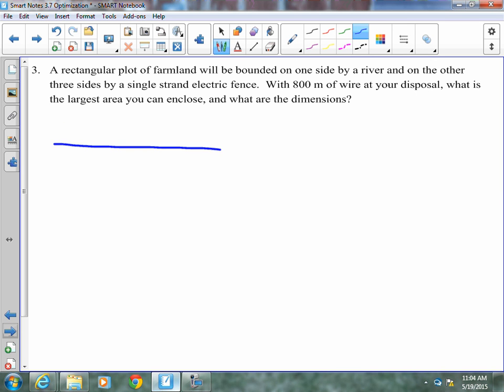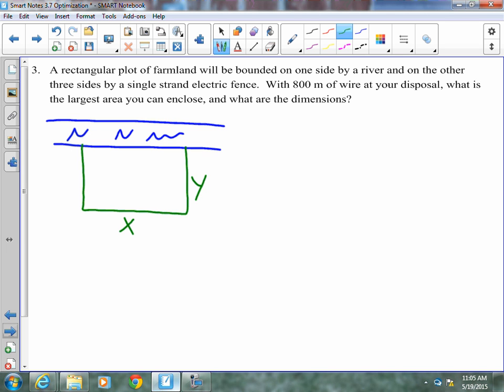So we have a river, that's water. We have a fence, it's a rectangular pen that's bounded on one side by the river. I'm going to call this x and these two y. And I know I have 800 meters of wire for this electric fence. So x plus 2y has to equal 800.